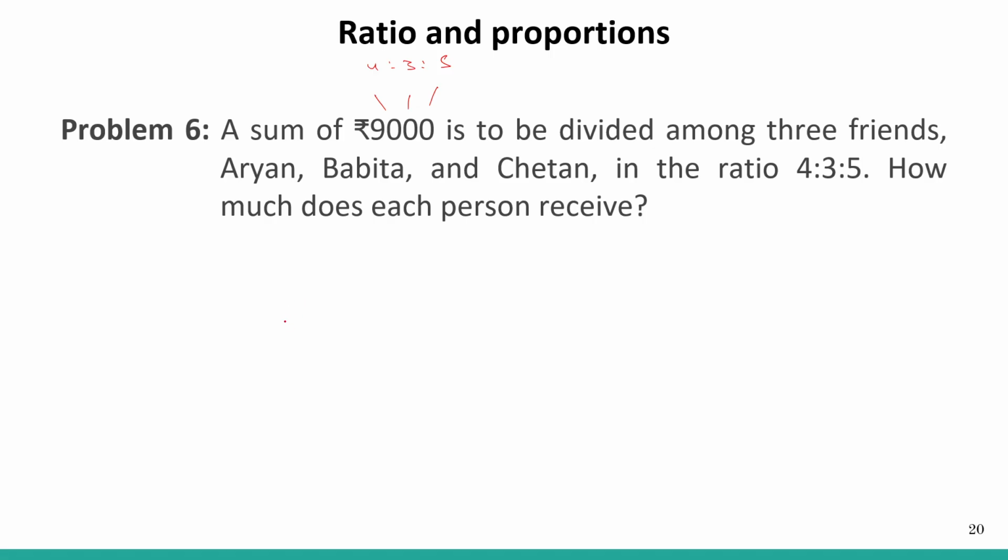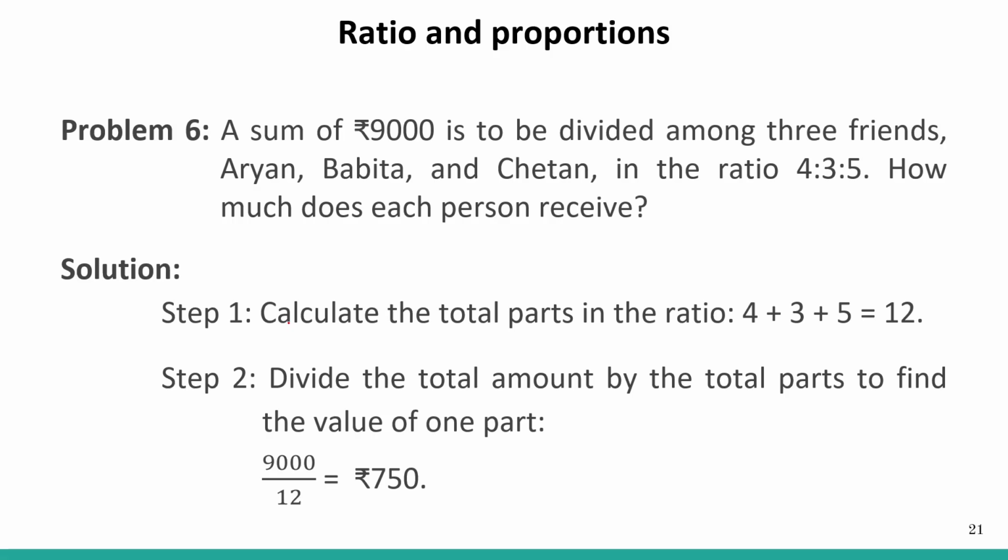Step 1: we calculate the total parts in the ratio, that is 4 plus 3 plus 5, which is equal to 12. Step 2: dividing the total amount by the total parts to find the value of one part. So it will be 9000 by 12, which is equal to 750. So 750 is the value of one part.